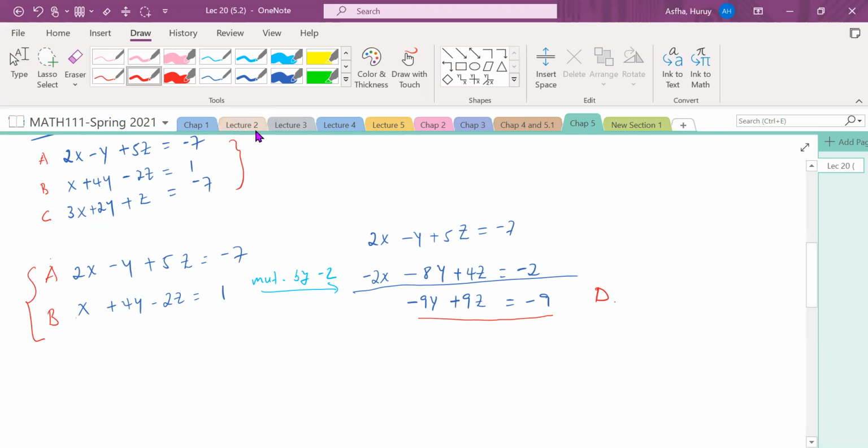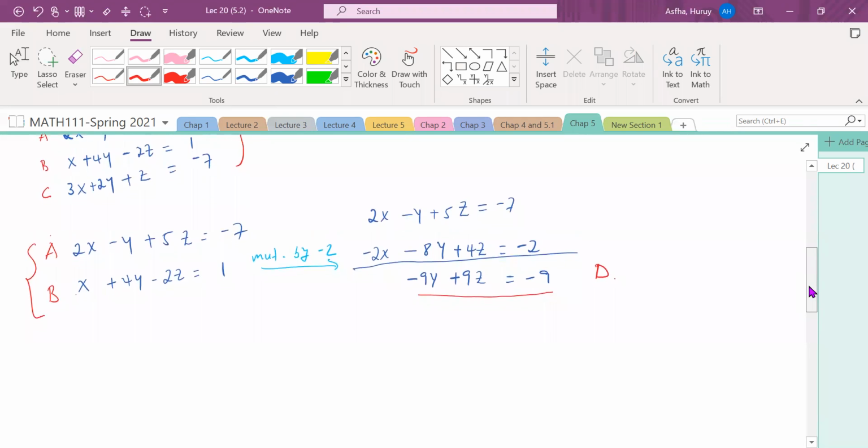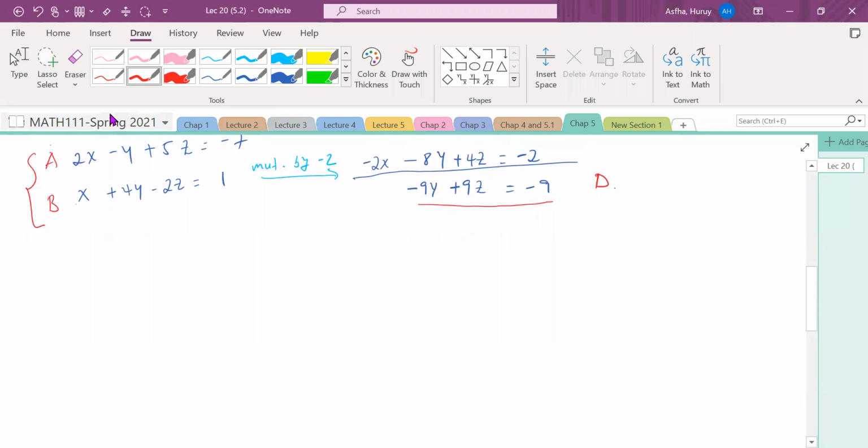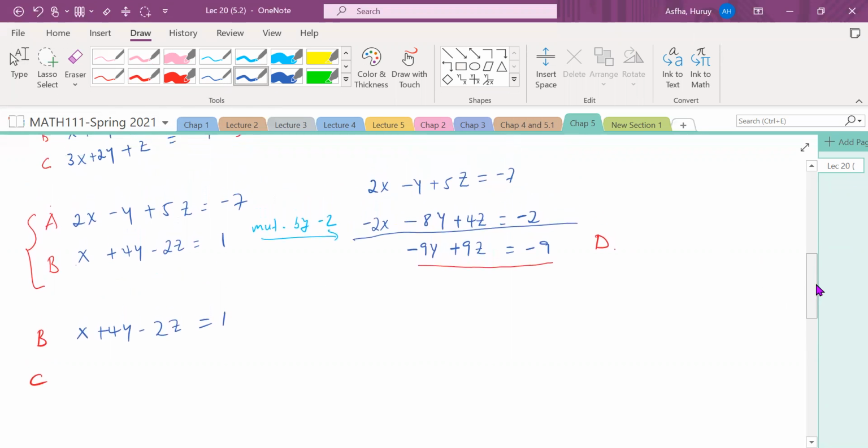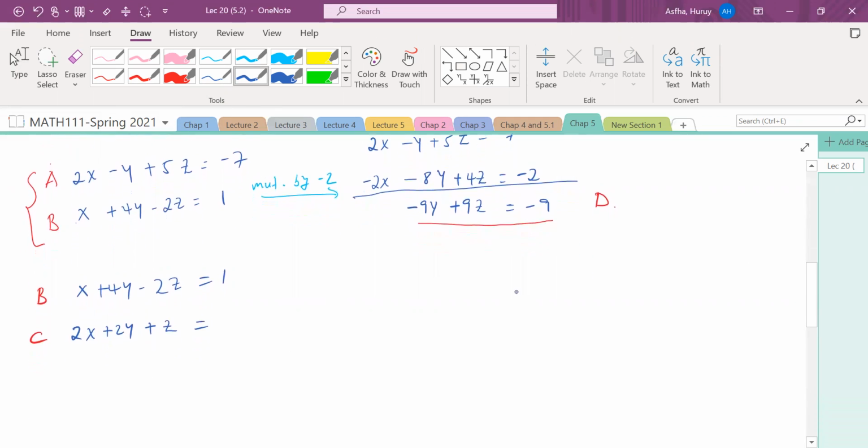Okay. So again, let's pick B and C, because that one again looks easier. B is x plus 4y minus 2z equals 1, and C is 2x plus 2y plus z equals -7.